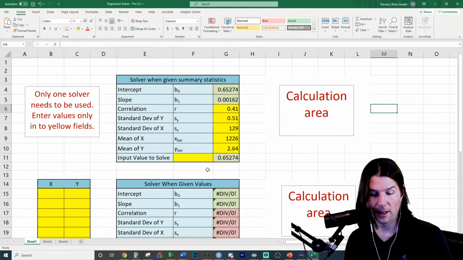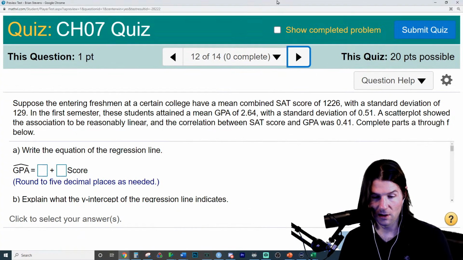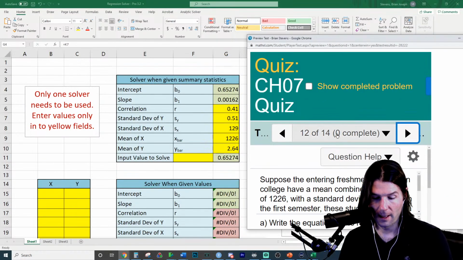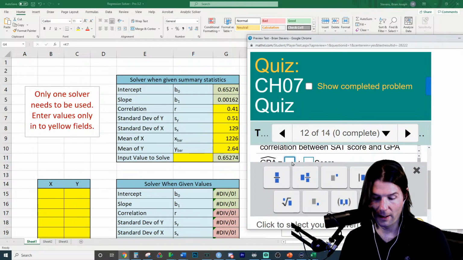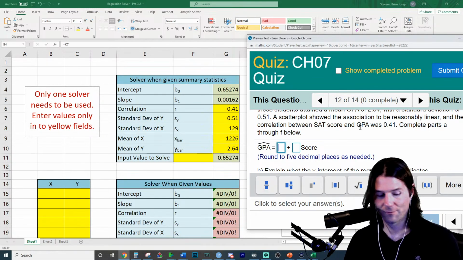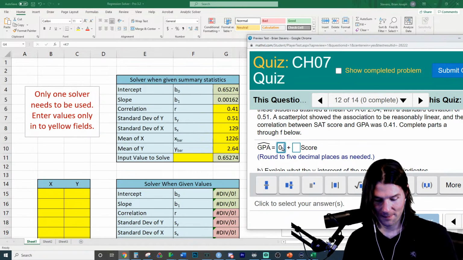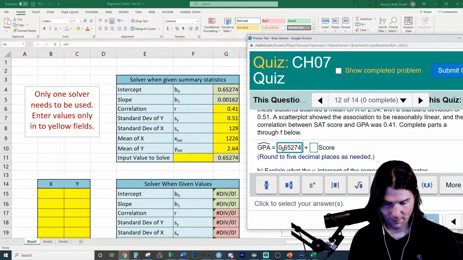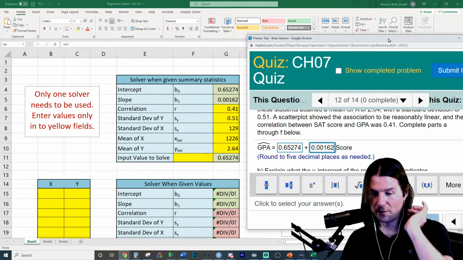And so now we get right here, also the solver lets you solve for values. We get here the intercept and we get here the slope. So there's the intercept, there's the slope. Let's go right here and we can put in the value of the intercept. So round to 5 decimals. The intercept. Slope rounded to 5 decimals.